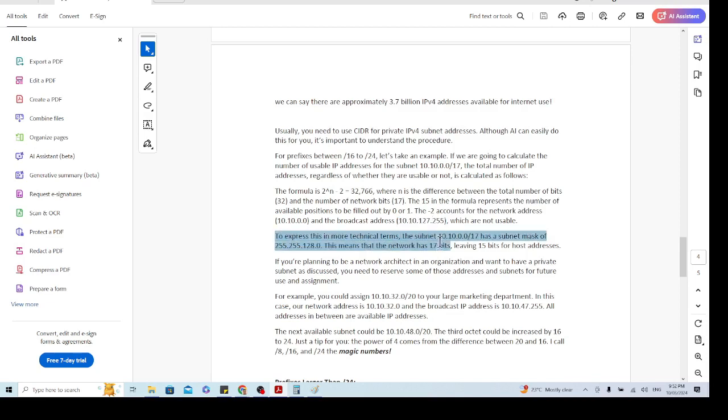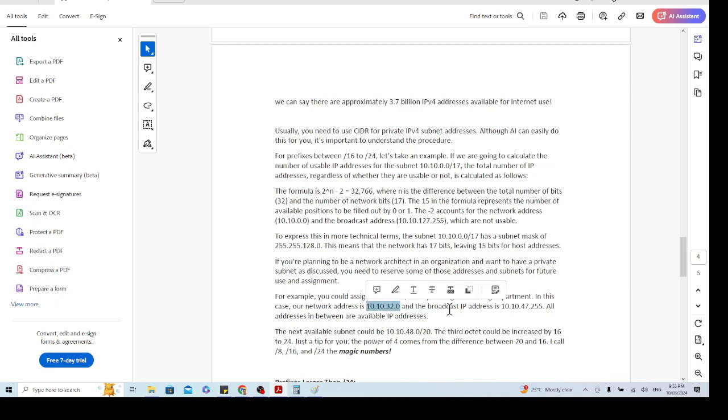So here I mention another example for you as well. For example, you could assign 10.10.32.0/20 to your large marketing department if you do CIDR. So here our network IP address is 10.10.32.0 and the broadcast is 10.10.47.255. All addresses between are available IP addresses.